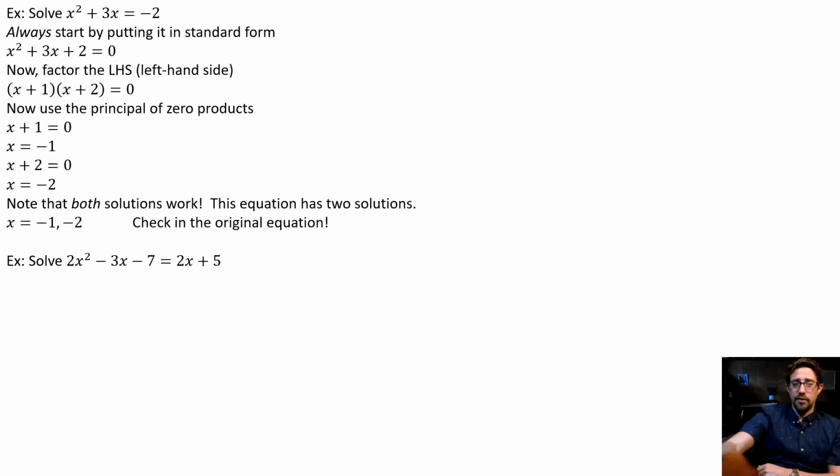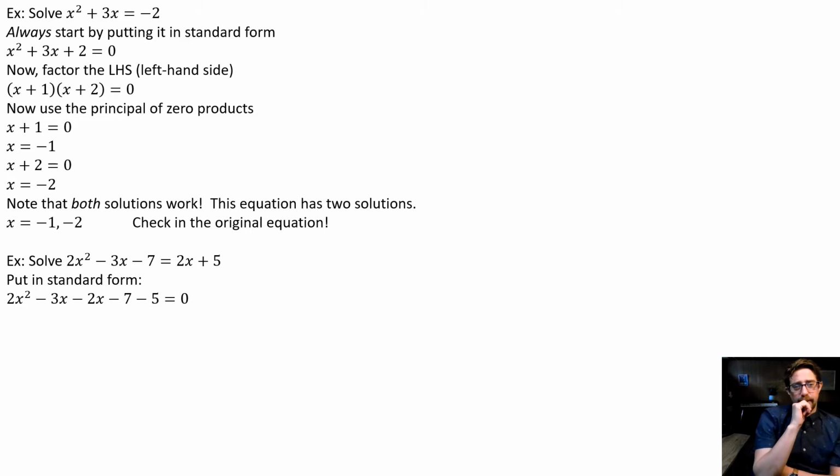Subtract the 2x and the 5 from the left-hand side. That's the easiest way to do it. Okay, there it is in standard form. Obviously now combine like terms. If you are comfortable skipping that step, go ahead. We get 2x squared minus 5x minus 12 equals 0.